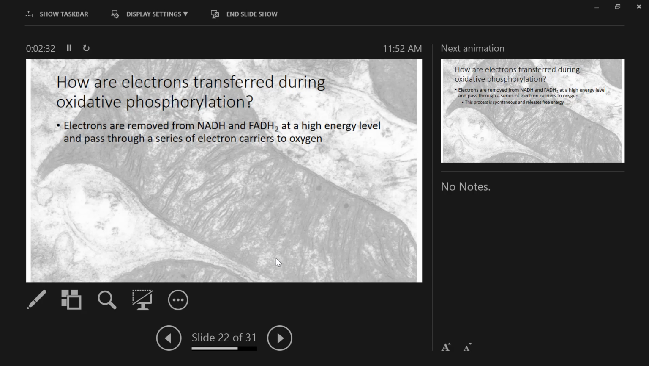All right? Now, this process of electrons transferring from our electron carriers ultimately to oxygen is a spontaneous process. It's a spontaneous process, and it releases free energy. Free energy that the cell can use to fuel processes that require energy. What are some processes that we know cells do that require energy? Give me some of these.